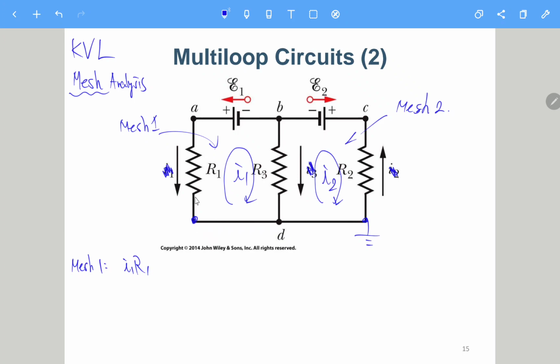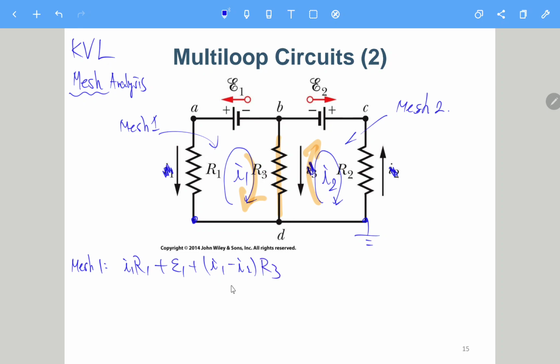Okay, this will be our voltage drop because we define I1 in this direction. This is higher, this is lower. So for this one, this one is higher than that one. This is plus, this is minus. So we should have plus E1. And then going to here, for this R3, we have I1 in this direction, I2 in that direction. Okay, so we will have I1 minus I2 times R3.